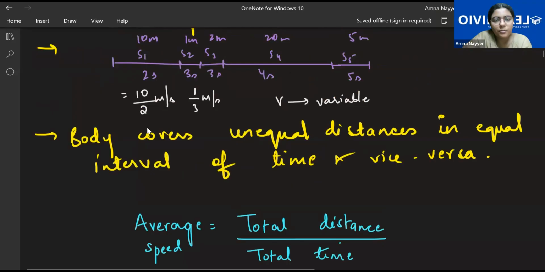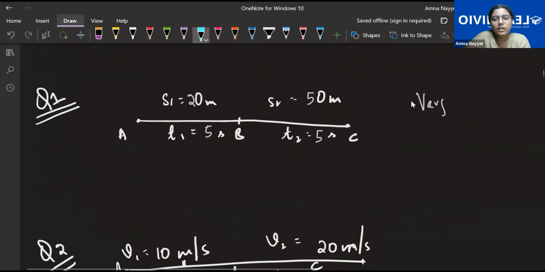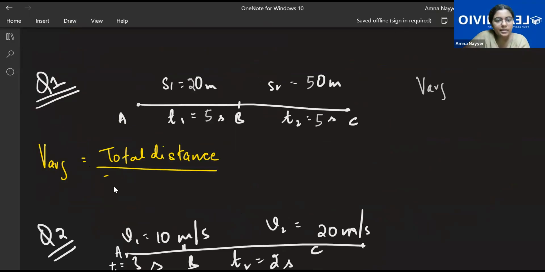Till the non-uniform speed we completed in the last class. Let's continue. Here, look, we have to calculate the average speed. So as I discussed, the formula of average speed is total distance covered by the total time taken.